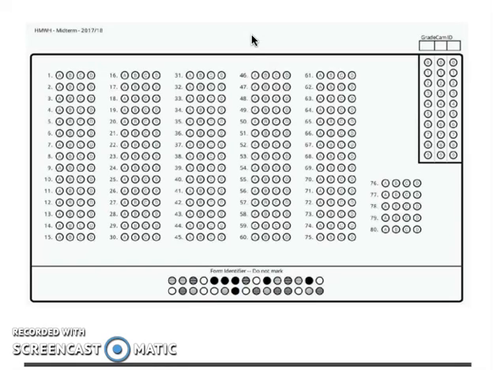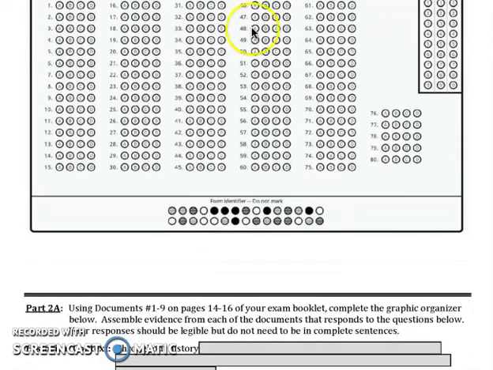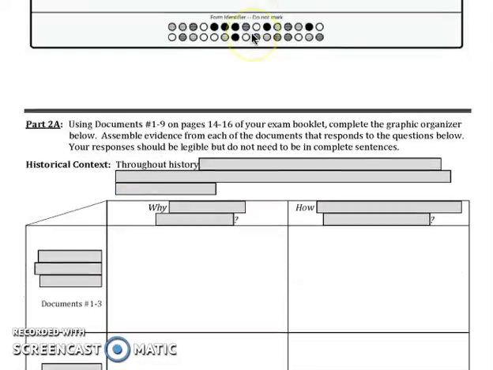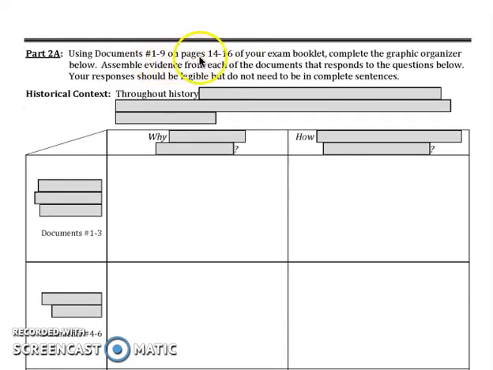All right, so you have your 80 multiple choice questions. I went over how to break those down in the last video, but now we're going to come down to part 2A. Using documents 1 to 9 on pages 14 to 16 of your exam book, complete the graphic organizer below. Surprise, surprise, we're making you do a chart. You guys do charts all the time to organize your information.